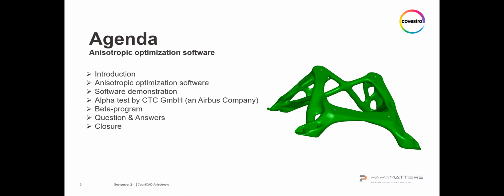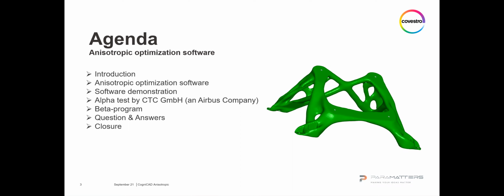The agenda, we will shortly introduce the three different companies. We will talk about the background and the background why the anisotropic optimization software was developed. We will do a small demonstration of the software to give you a feeling how the interaction would be, how the flow would be within the Cognicad software. We will explain call it alpha test, which has been performed by CTC GmbH, an Airbus company, on applying the software in their development process to really see what the capabilities were, to learn from it.